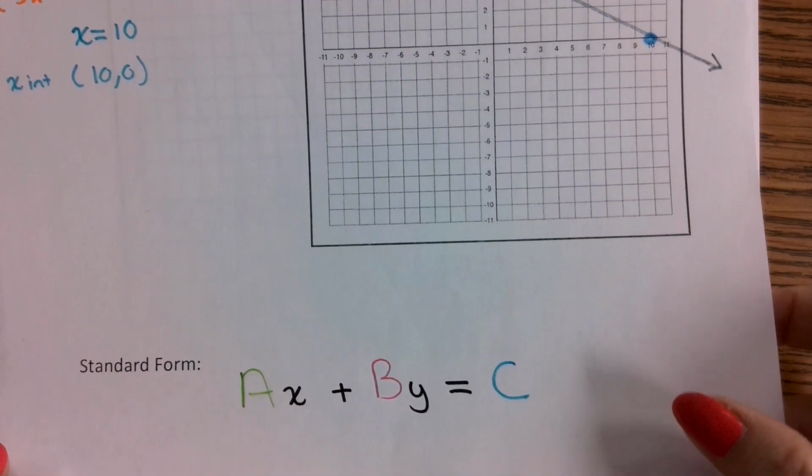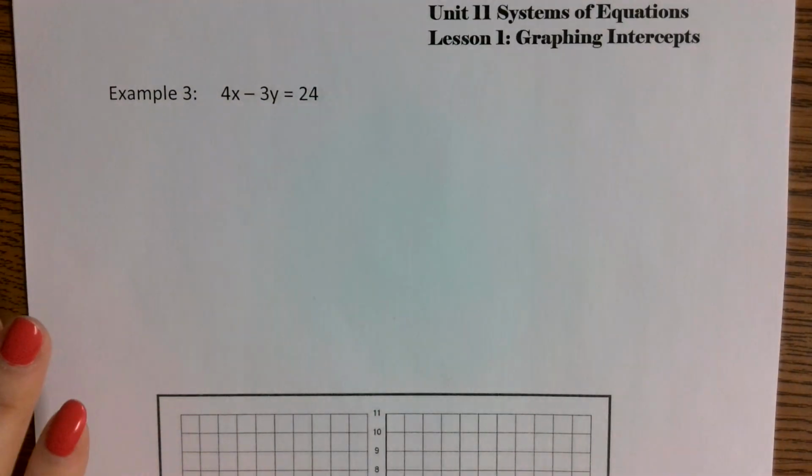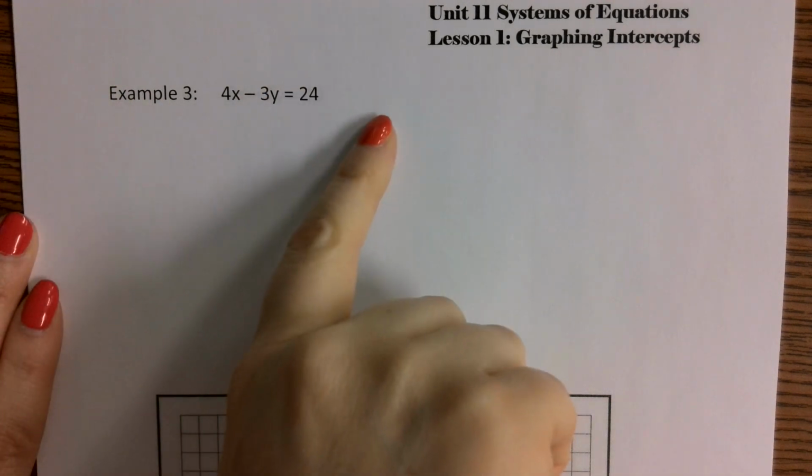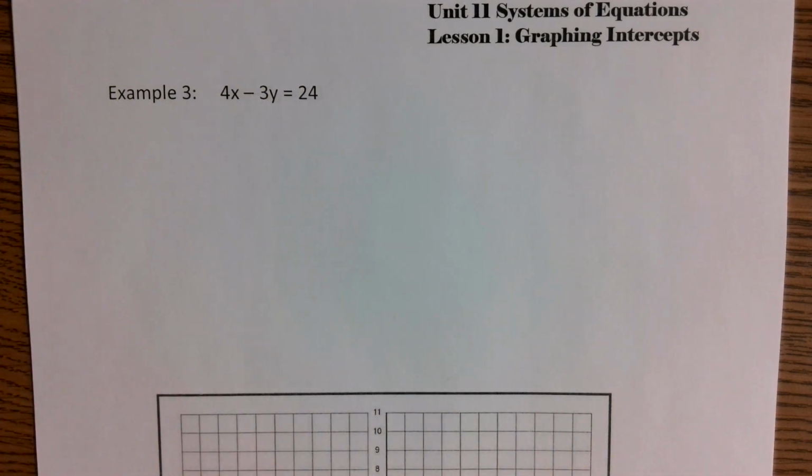Now the nice thing about standard form, if you flip it over to the back, is it's super, super easy to be able to solve for your intercepts. You do not have to rewrite it in order to be able to solve for your intercepts. You can solve for it naturally.